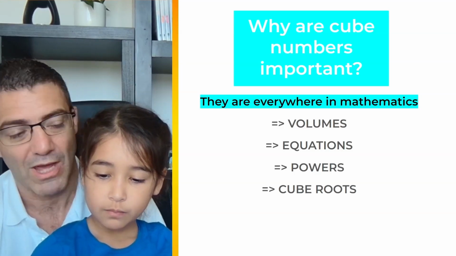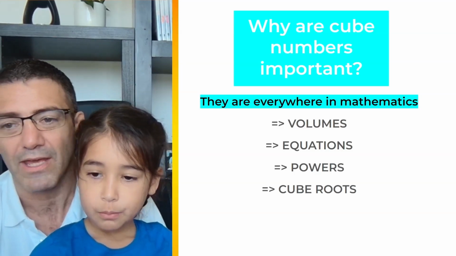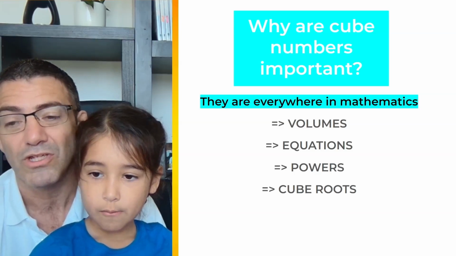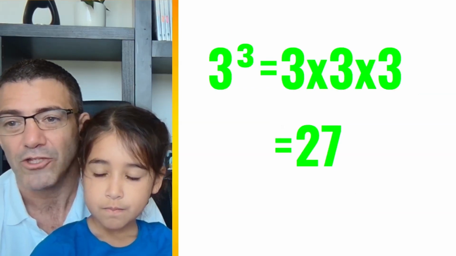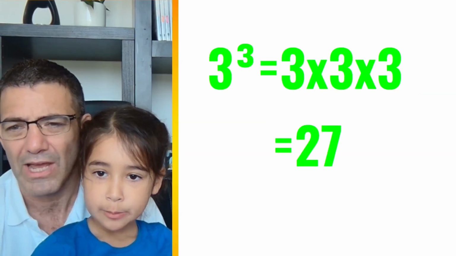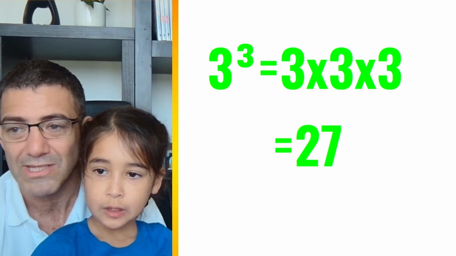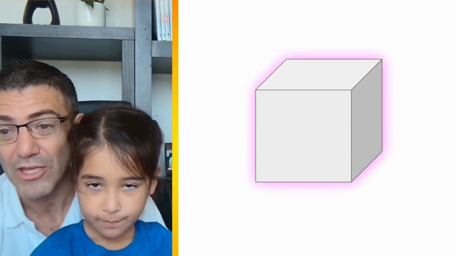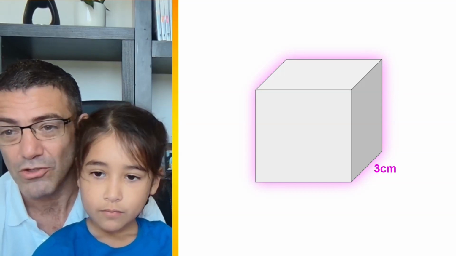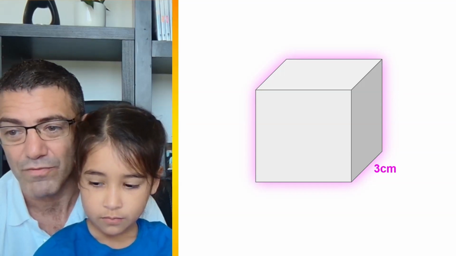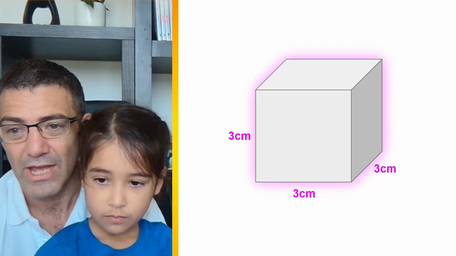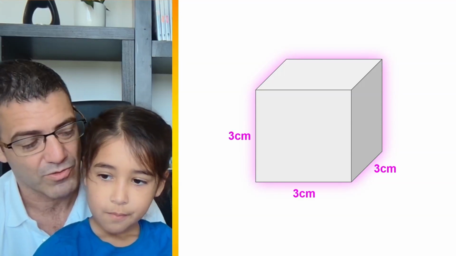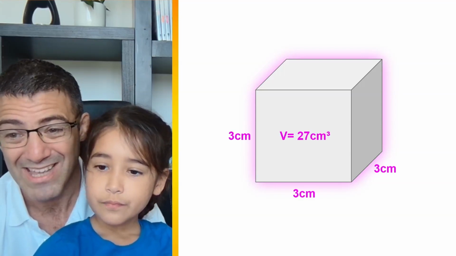A volume is when you have a three-dimensional shape, like a cube or a prism. You need to multiply all the lengths together. And cube roots. So if we take the example that we had earlier, where 3 cubed is 3 times 3 times 3, which is 27. Imagine, Aiyana, that you have a cube. And in that cube, you have a depth of 3, a length of 3, and a height of 3. And so 3 times 3 times 3 will be 27 cm cubed.